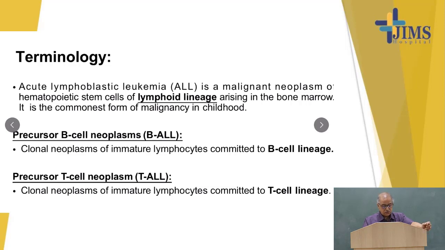There are some subvarieties: precursor B cell neoplasm or B-ALL, precursor T cell neoplasm or T-ALL, and another variety, NK cell leukemia. Precursor B cell neoplasm, B-ALL, is a clonal neoplasm of immature lymphocytes committed to B cell lineage. Precursor T cell neoplasm is a clonal neoplasm of immature lymphocytes committed to T cell lineage.